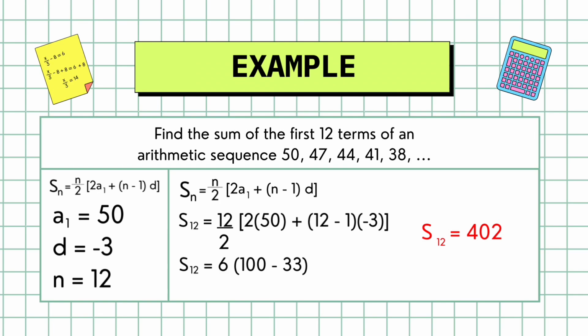So we plug it in, we will get s sub 12 is equal to 12 over 2 times 2 times 50 plus 12 minus 1 times negative 3. We then simplify to get 6 times the quantity of 100 minus 33, which will give us 402. So the sum of the first 12 terms in this sequence is 402.